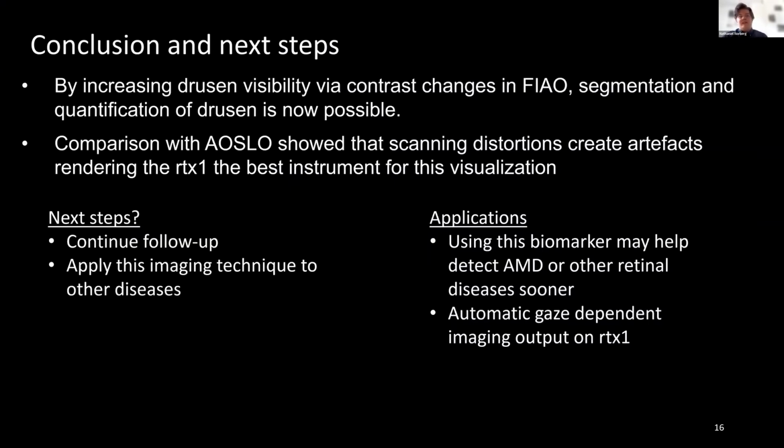And to conclude, we found that by increasing drusen visibility via contrast changes in RTX1, segmentation and quantification of drusen is now possible. We also did a comparison with AOSLO that essentially just showed us that scanning distortions are so much that it creates artifact, so RTX1 and flood imaging is the best instrument for this kind of visualization. Our next steps would include applying this to other kinds of diseases, and Imagine was kind enough to make that process a little bit easier by adding automatic gaze-dependent imaging output on the RTX1.